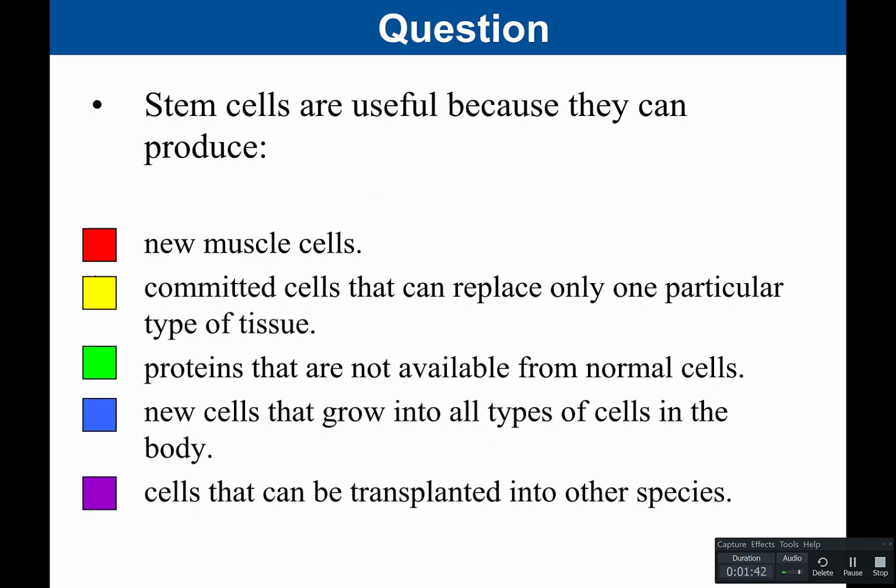Now, question for you. This is question number 3 that you're going to post on Canvas. Question number 3, stem cells are useful because they can produce: red, new muscle cells; yellow, committed cells that can replace only one particular type of tissue; green, proteins that are not available from normal cells; blue, new cells that can grow into all types of cells in the body; purple, cells that can be transplanted into other species. So pause your video, think about your answer, and then when you're ready, continue on, and you guys will discuss this question in the Zoom session.